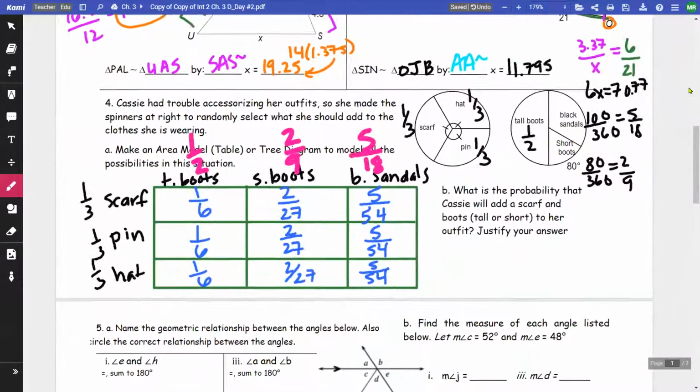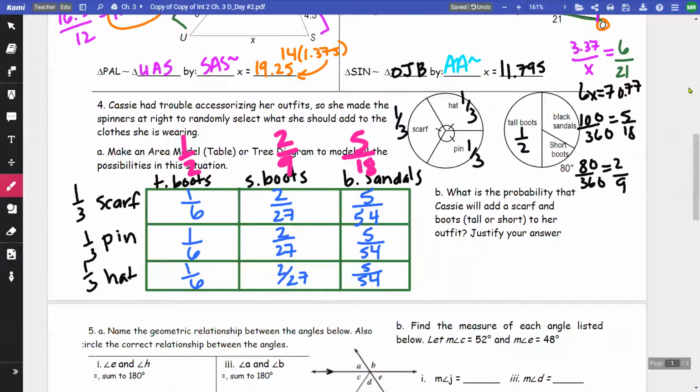So now it says, what is the probability that Cassie will add a scarf and boots, tall or short, to her outfit? So let's see. So a scarf and boots. So I want both of them. So we're going to take this. That's a scarf and tall boots. This is a scarf and short boots. We're going to add those together. So we're going to take 1/6 plus 2/27.